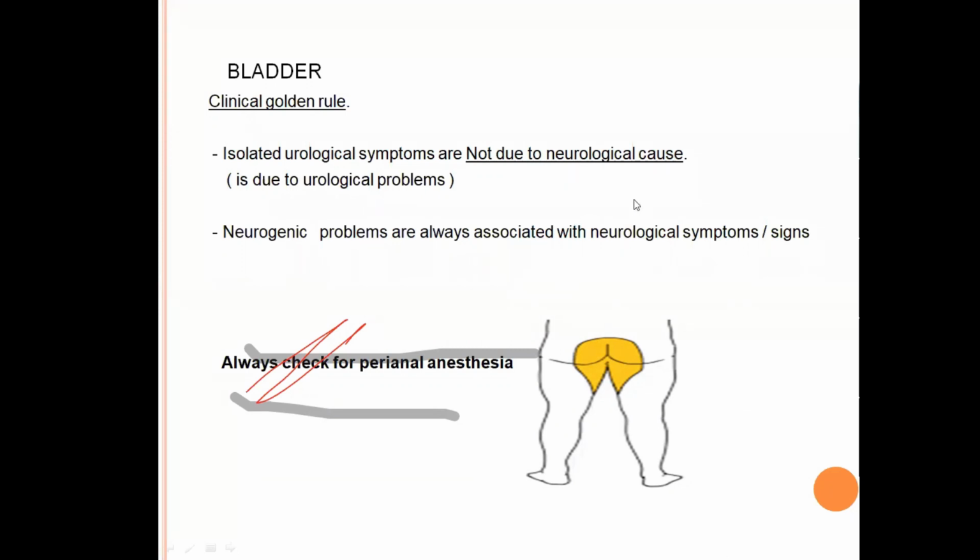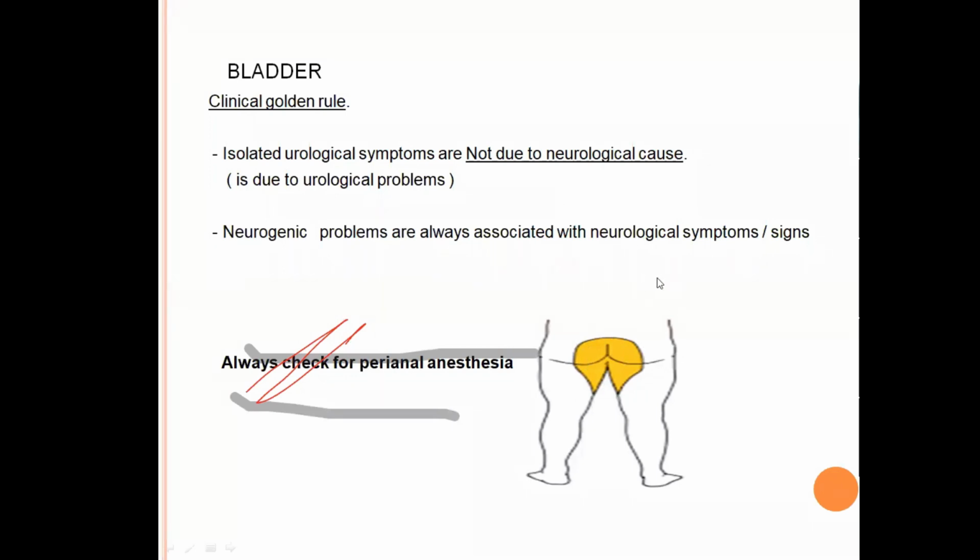you examine, if you take the history properly, there are no other symptoms: tingling, numbness, paresthesia, difficulty to walk, imbalance. No such history is there. And examination shows normal motor system examination and normal sensory system examination done carefully in the lower limbs. Then you can almost always say that the problem is not neurological. So please remember this golden rule. But don't forget to check the perianal sensation.